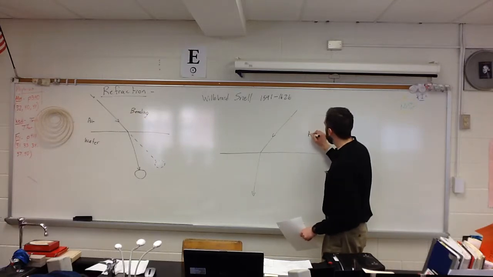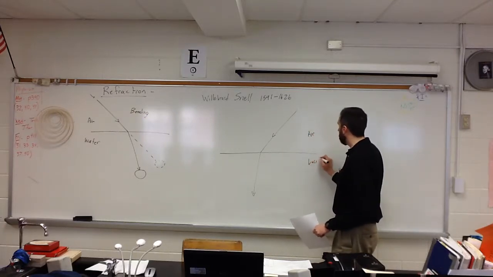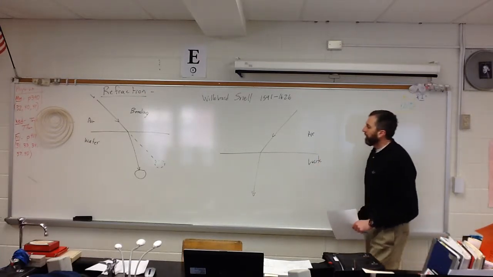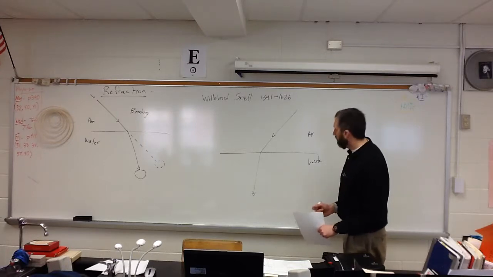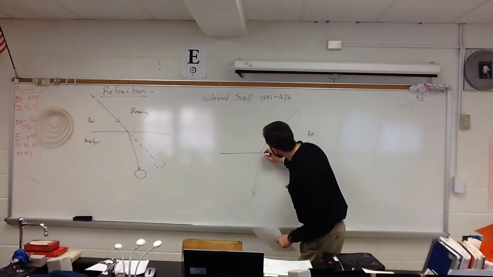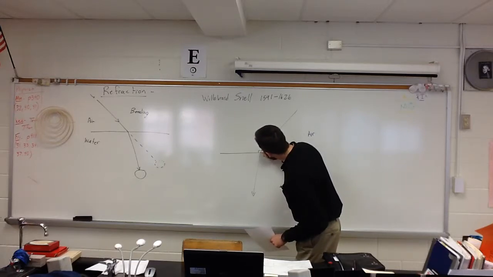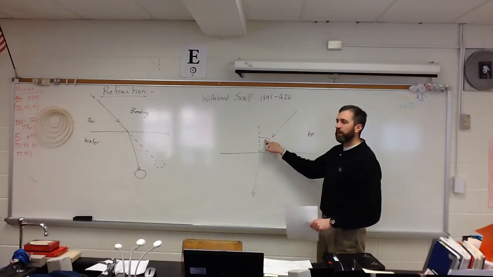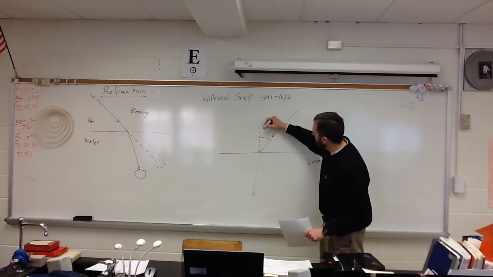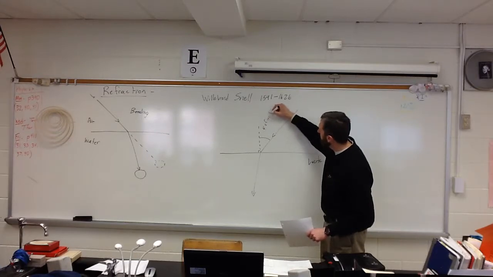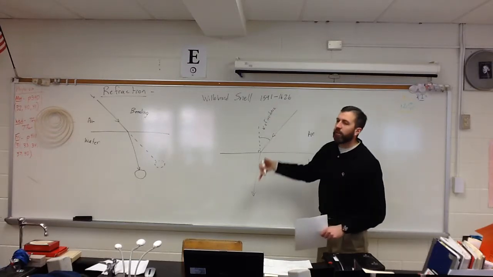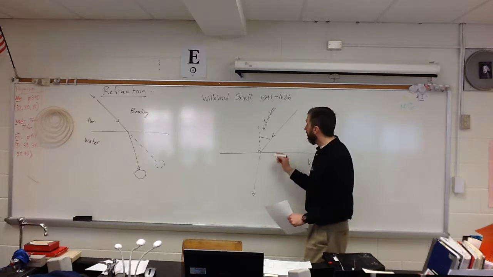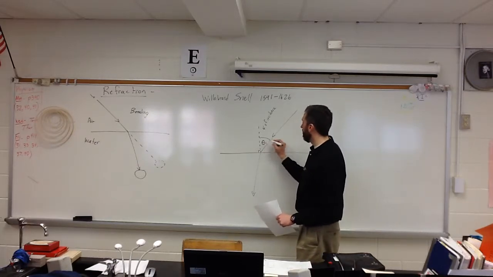We'll say that this is air, and this is lucite. Lucite, by the way, is plastic, pretty hard plastic. So what he did is he said, if I draw a perpendicular right here, I can measure this angle. This angle right here is called the angle of incidence. This is the angle that the light is incident upon the lucite. And we're going to call that angle theta 1.